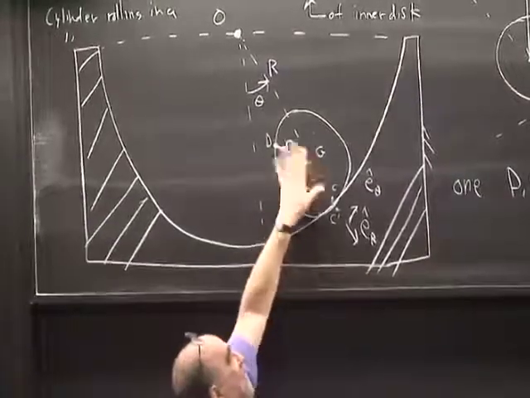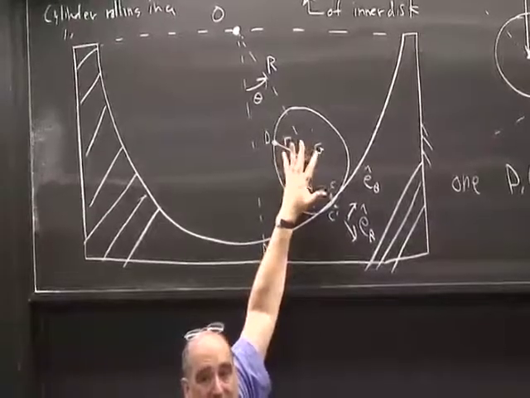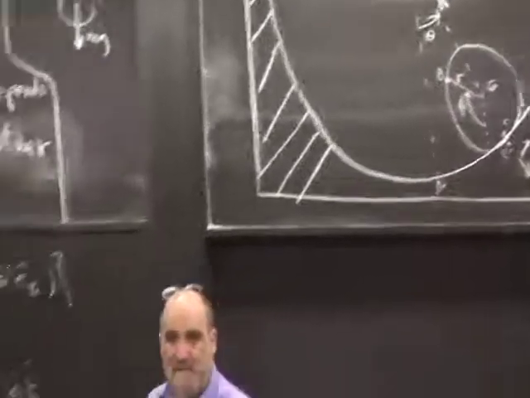The angular acceleration has to do with how fast this is turning, and that capital R over little r factor had to do with how fast this is rotating. Does that answer your question?